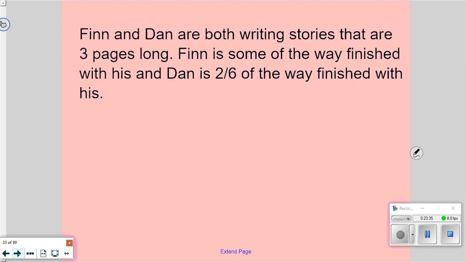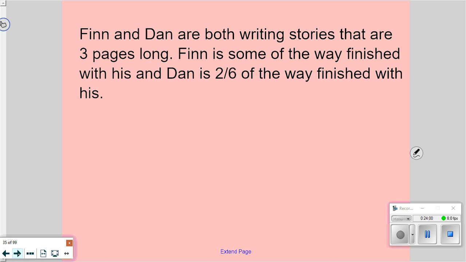Finn and Dan are both writing stories that are 3 pages long. Same length, same whole, same kind of story. Finn is some of the way finished. Dan is 2/6 of the way finished. So we do know now, Kaden, that we can compare because our stories are the same length. They're 3 pages long.